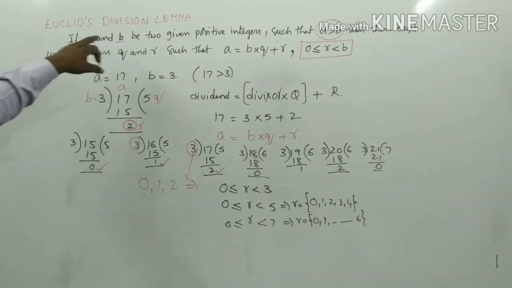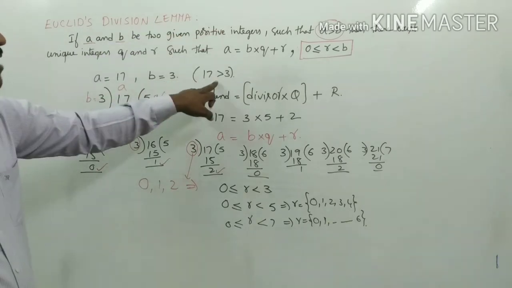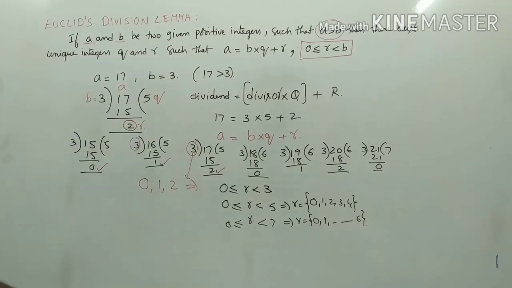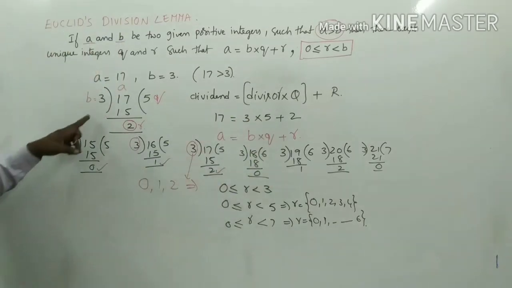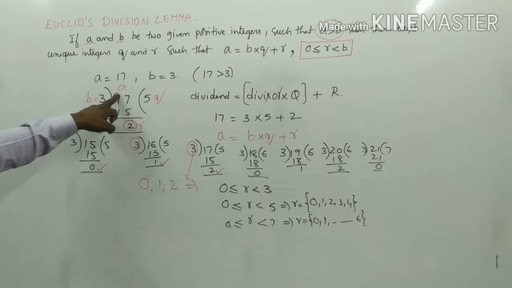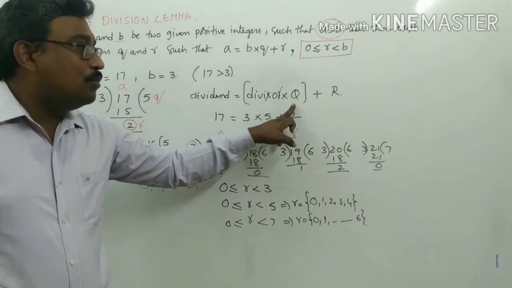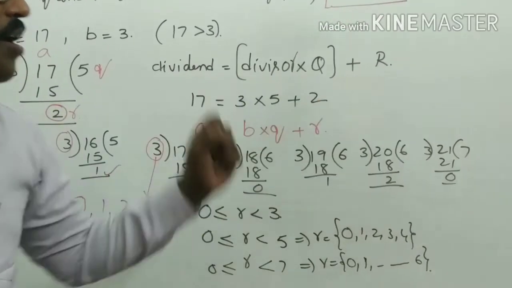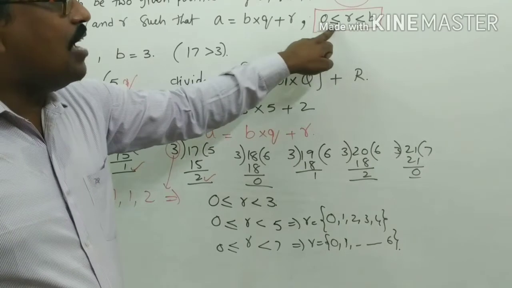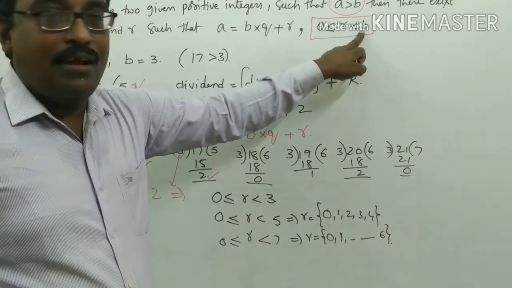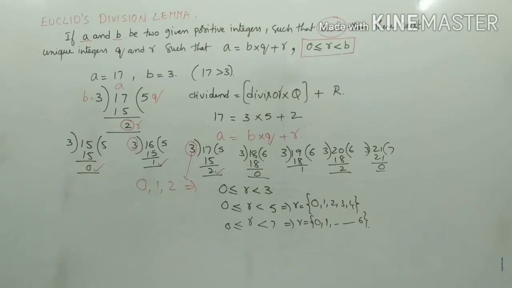Let A and B be two positive integers such that A is greater than B. Then there exist two unique integers, Q and R, such that A is equal to BQ plus R. Dividend is equal to divisor times quotient plus remainder. For the remainder, the condition is 0 less than or equal to R less than B. This is known as Euclid's division lemma.